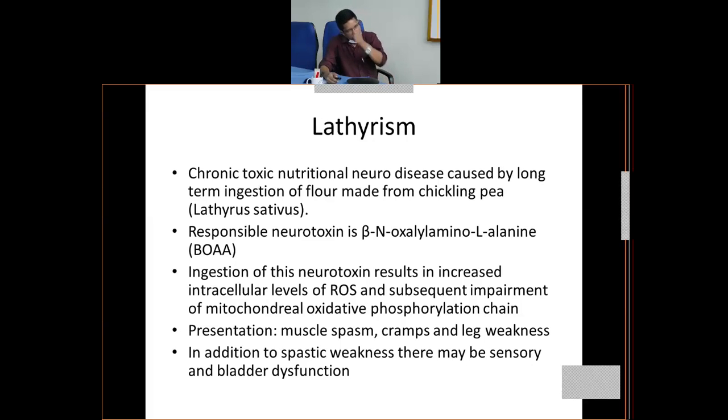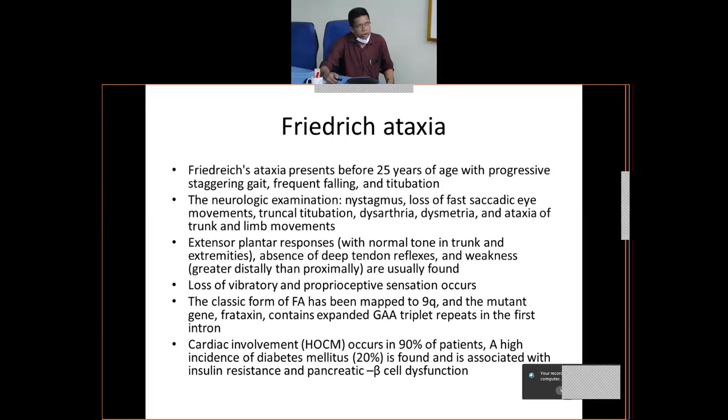And ingestion of this neurotoxin results in increased intracellular levels of reactive oxygen species and subsequent impairment of the mitochondrial oxidative phosphorylation chains. Patients usually present with muscle spasm, cramps, and leg weakness. In addition, there may be sensory and bladder dysfunction.